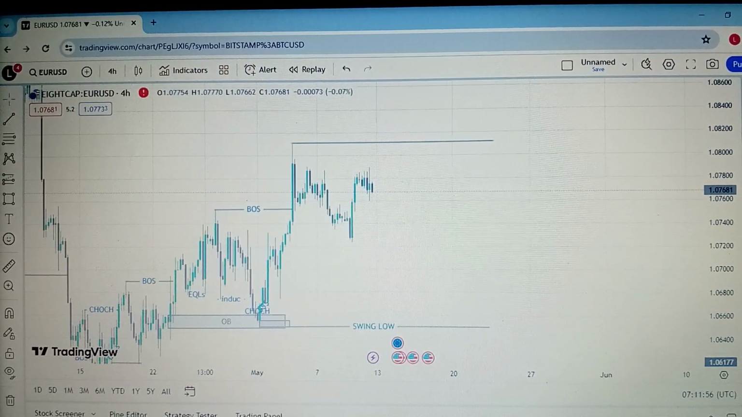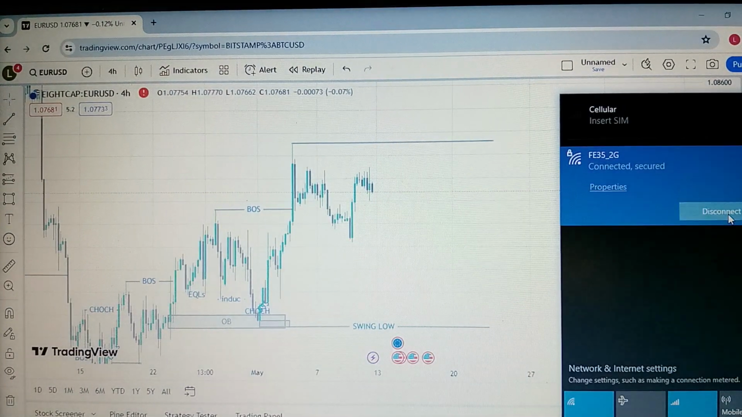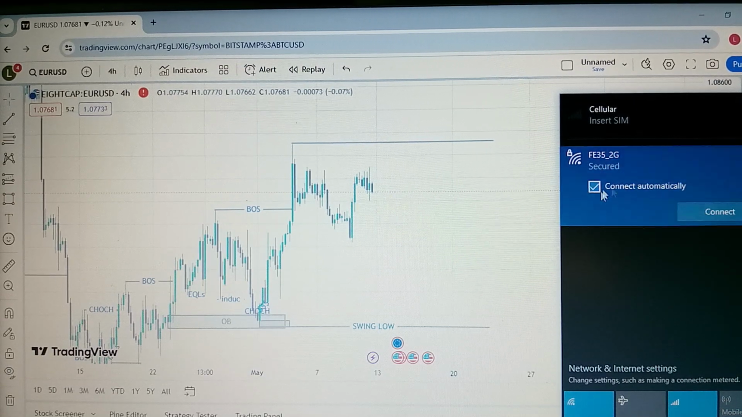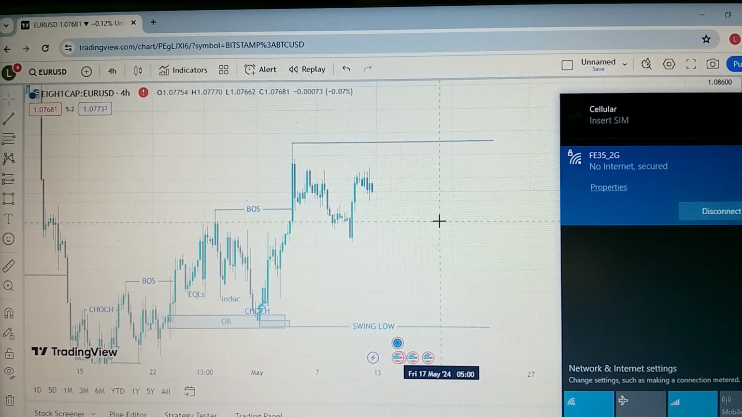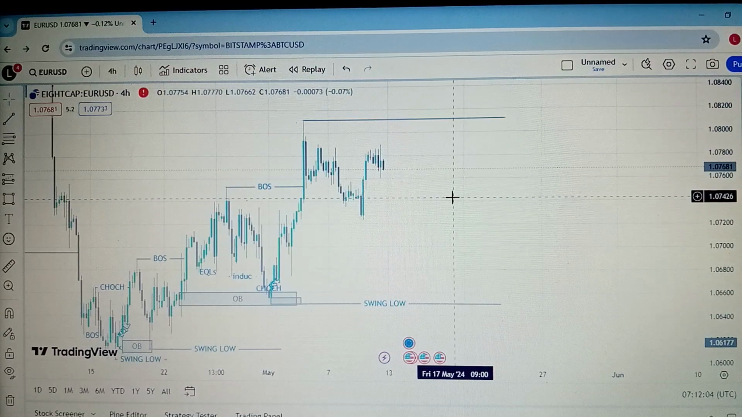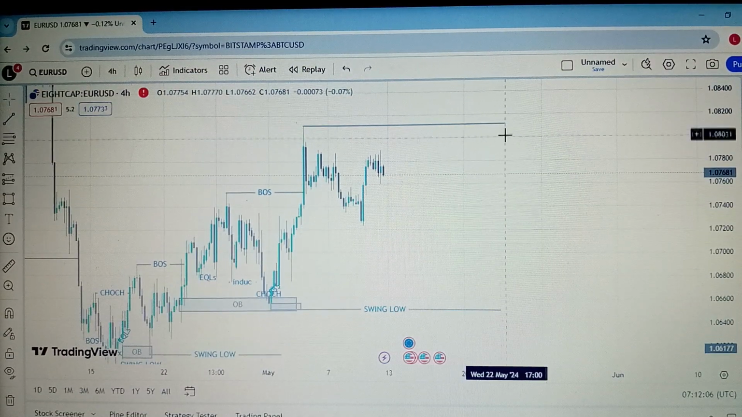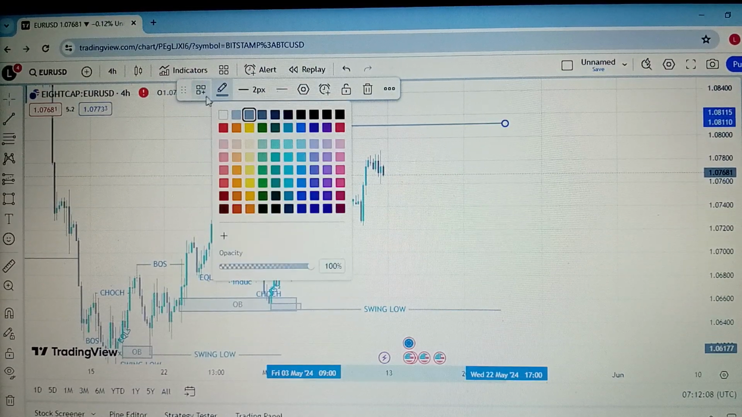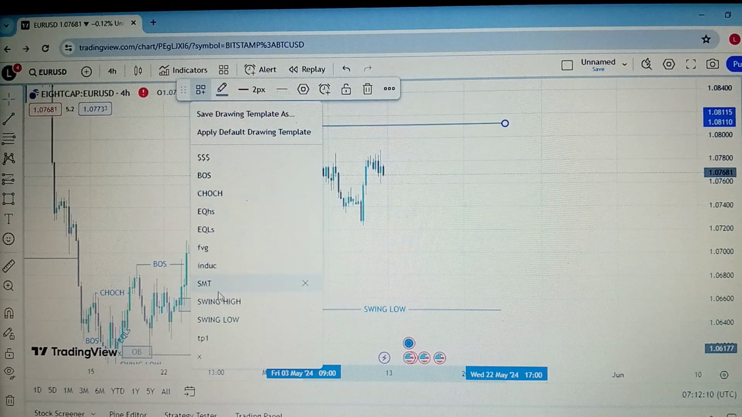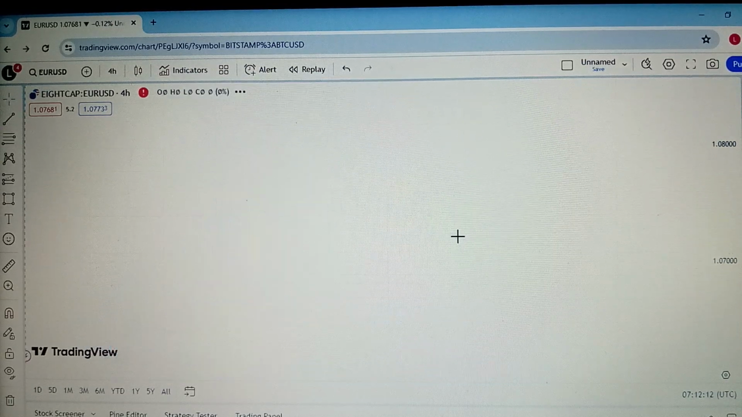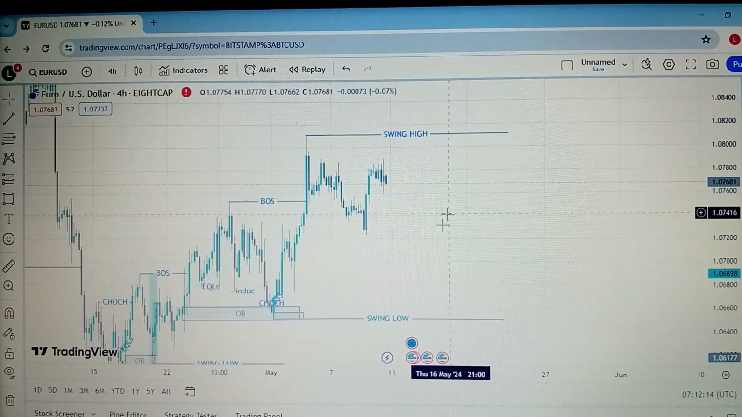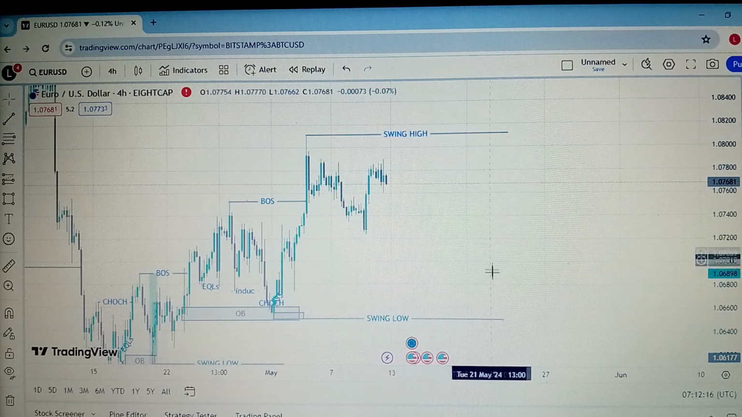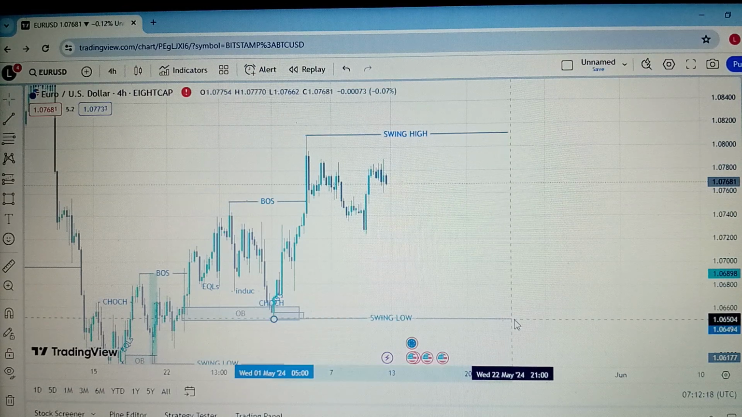The Wi-Fi started acting up again, but anyway, let me just do this and I can start. Yeah, so guys, it's my swing high. Okay, so we're trading from the swing low to the swing high.